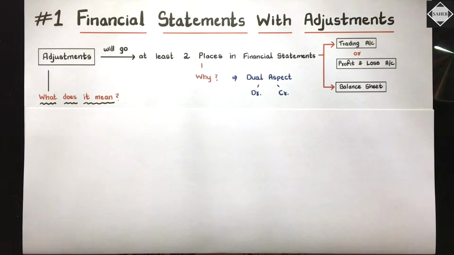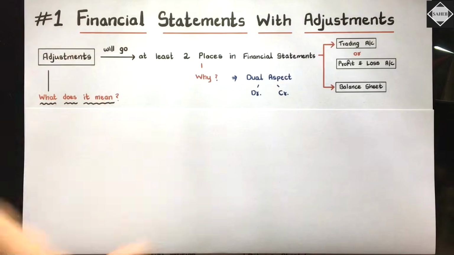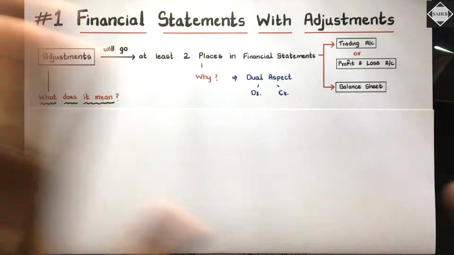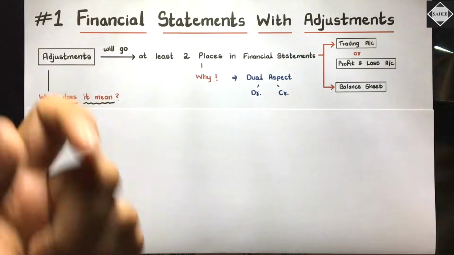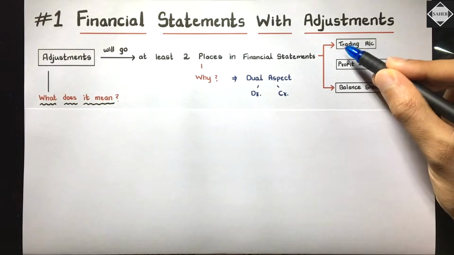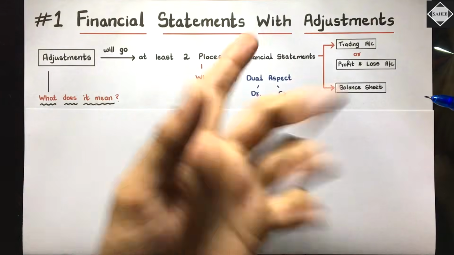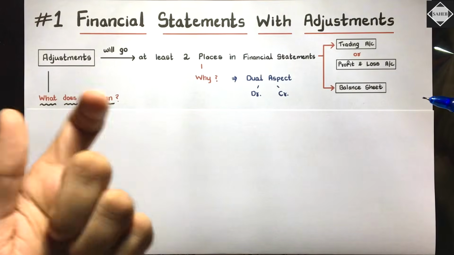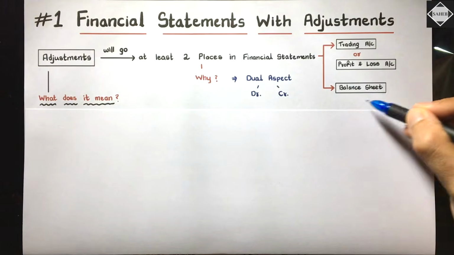Let's just say, for example, there is an adjustment called wages outstanding. Yeah, you don't know what that is. Don't worry, I will teach you later. Right now, just understand, wages is a trading account item. So what will happen? This adjustment will have two effects, one in trading account and another one in balance sheet. Let's just say we have rent outstanding. Rent is a P&L item. So one effect will go in P&L, the other effect will go in balance sheet.